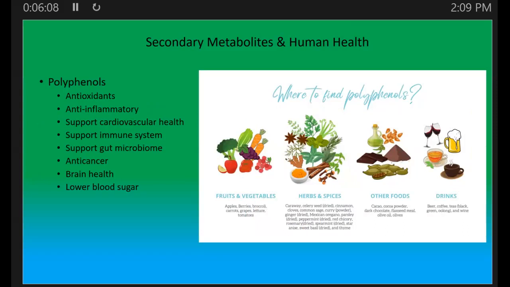Antioxidants, anti-inflammatory, cardiovascular health, gut microbiome, cancer, brain health, low blood sugar, and that's just part of it. There's more out there that they point to. You might have heard "eat a rainbow," have your plate full of rainbow colors. And that is a good idea because that way you're bound to get different polyphenols into your body. Here they're just trying to show you some examples of that in that image.